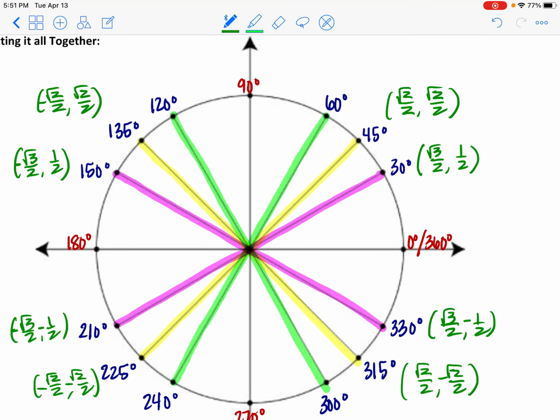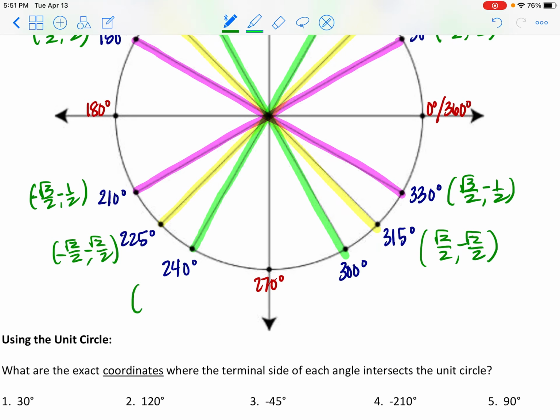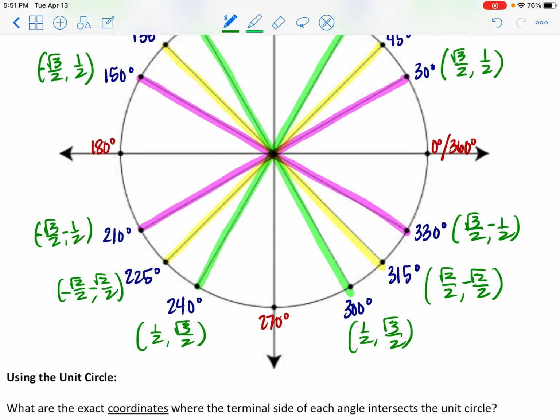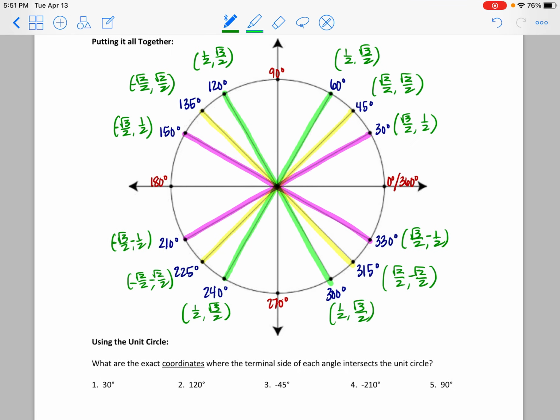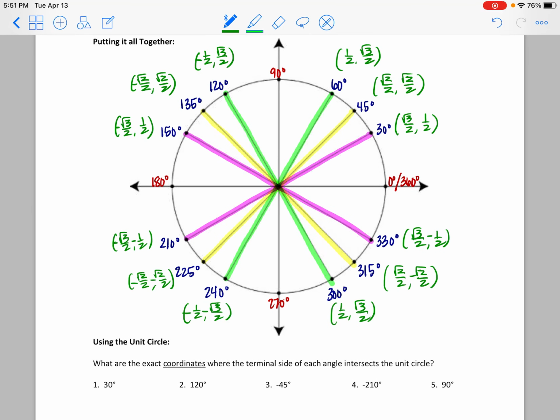And then finally, we have the reverse of the 30. So instead of radical 3 over 2 and then a half, it's a half, and then radical 3 over 2. Same thing here. And then same thing here. And then same thing here. Okay, but we got a negative x, both negative, negative y.